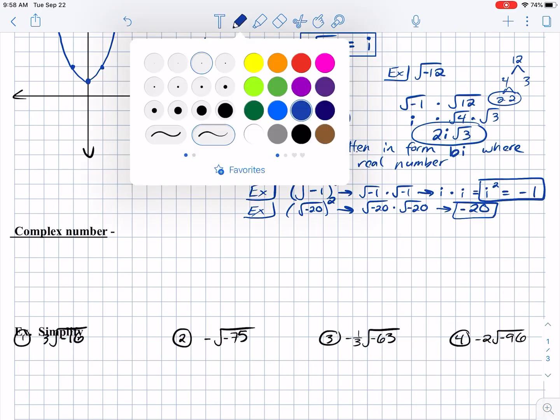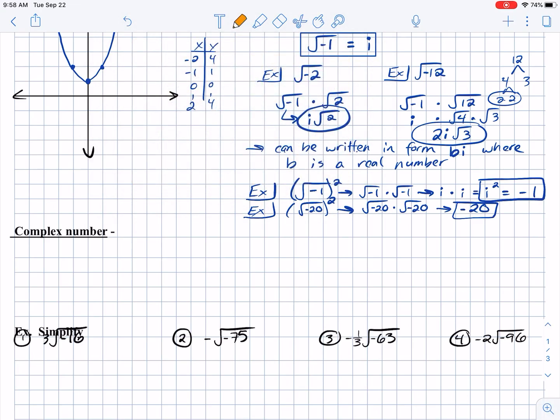So a complex number are all those solutions you just found. A number that can be written in the form a plus or minus bi. Okay, and you had plenty of examples up above.